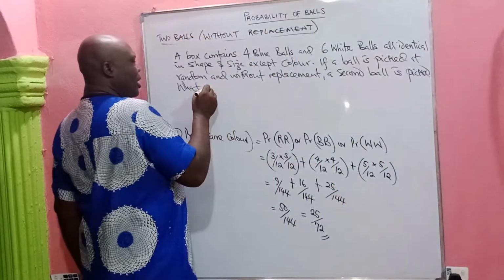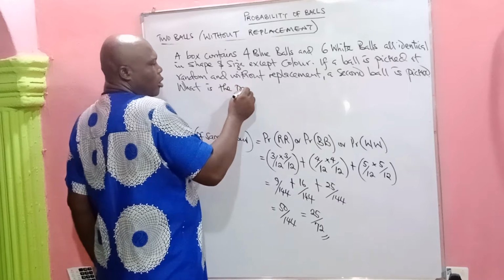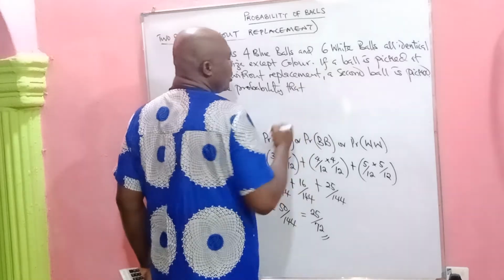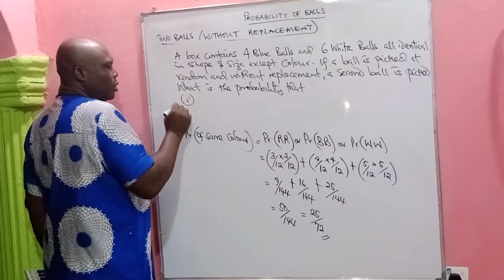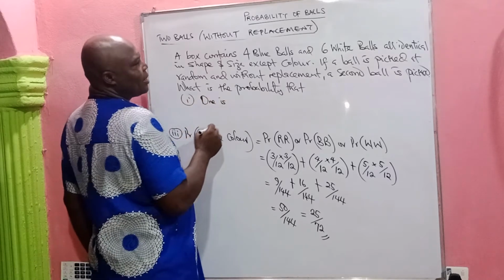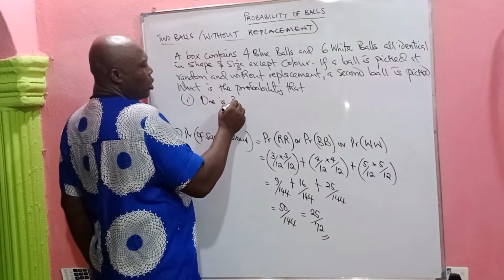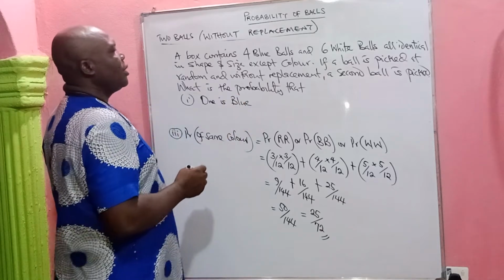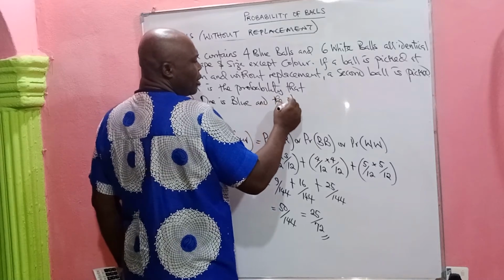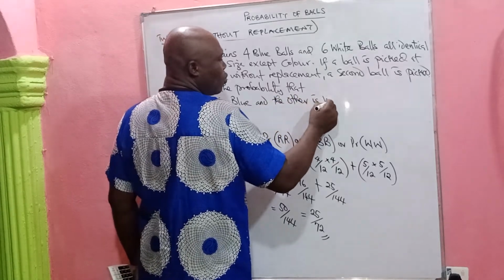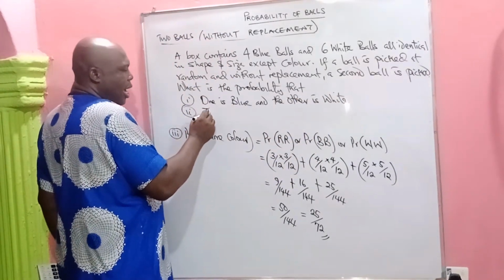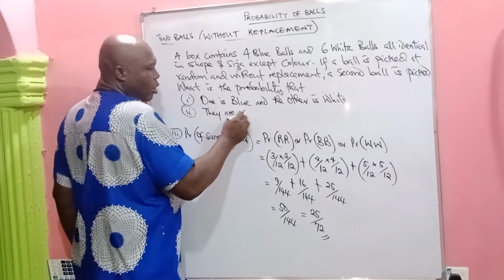What is the probability that one is blue? One is blue. We have how many balls? Okay, one is blue and the other is white, and they are of different colors.